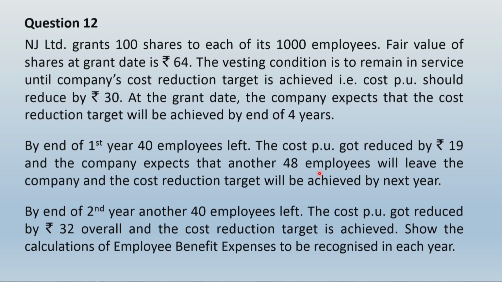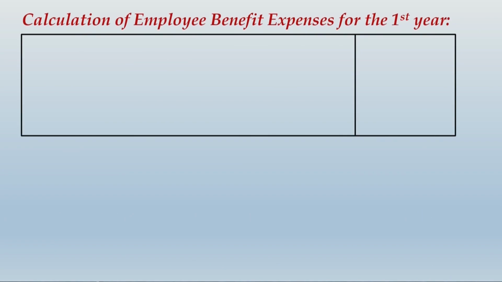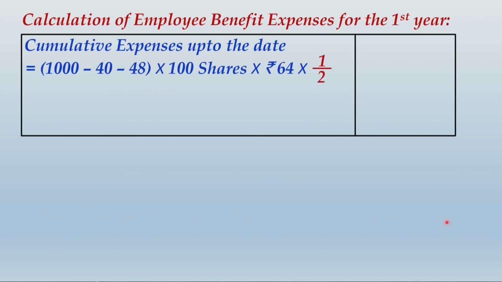So friends, when you are solving this question, what you need to do is make calculations for the 2 years, and in the first year what you would do is you will take the cumulative expenses up to the date. So try to understand the calculation basis. Out of 1000 employees, 40 actually left and 48 employees are expected to leave in the next year. Each employee will be getting 100 shares and the fair value at the grant date was 64. We have multiplied by the fraction of 1/2 because the vesting period estimate over here is 2 years, of which 1 year has passed already.